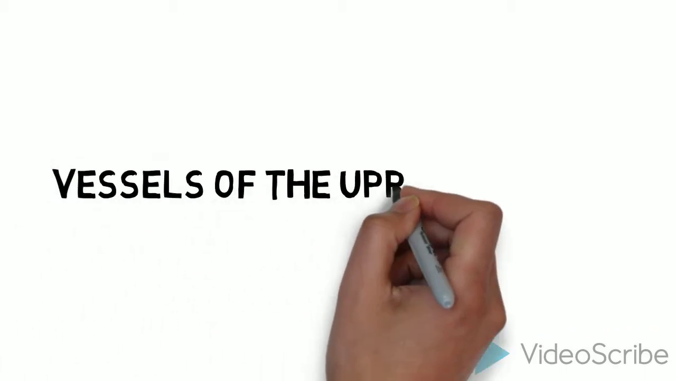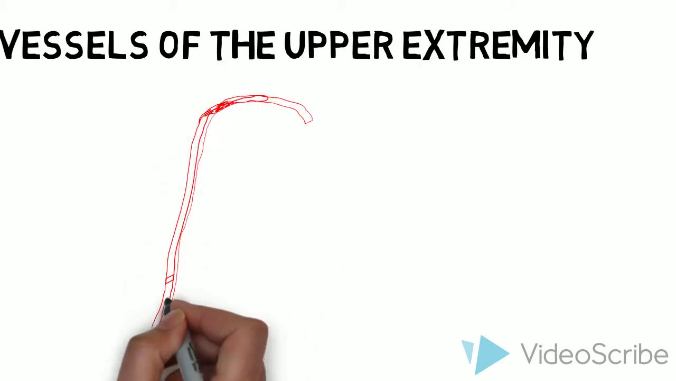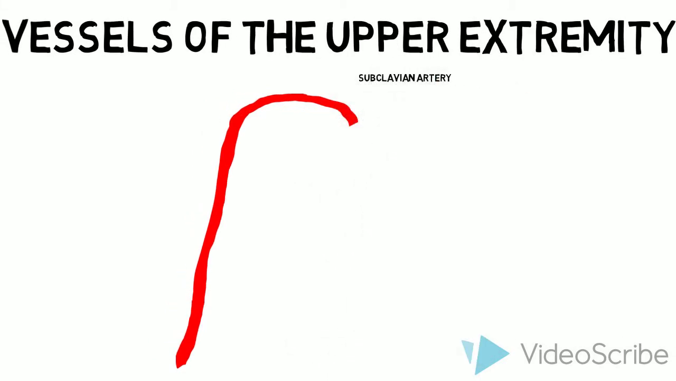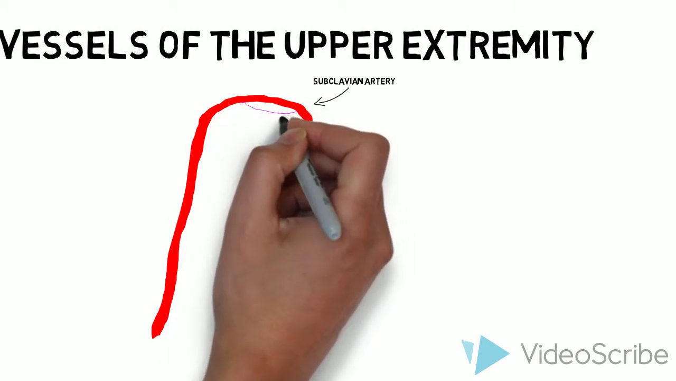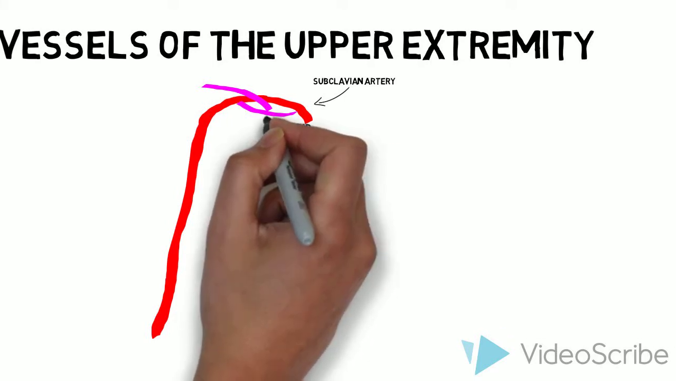This video shows the main vessels of the upper extremity. So this is the shape the vessel makes as it passes from the shoulder joint to the elbow joint. It starts by being named the subclavian artery right here. And this is the first rib, which is an anatomical landmark for the subclavian artery. It passes over the first rib.